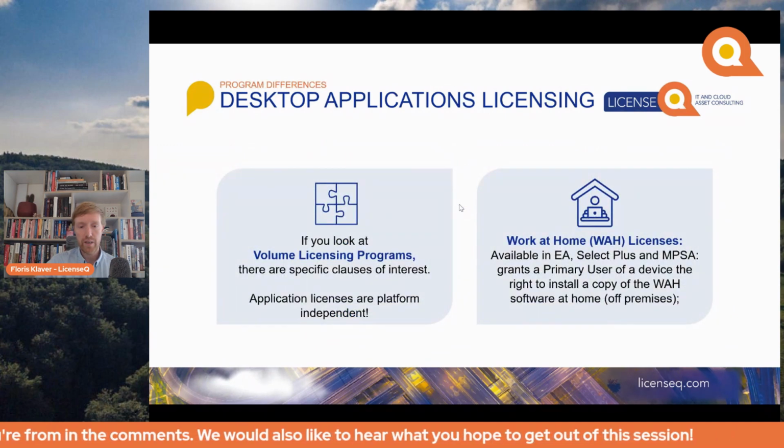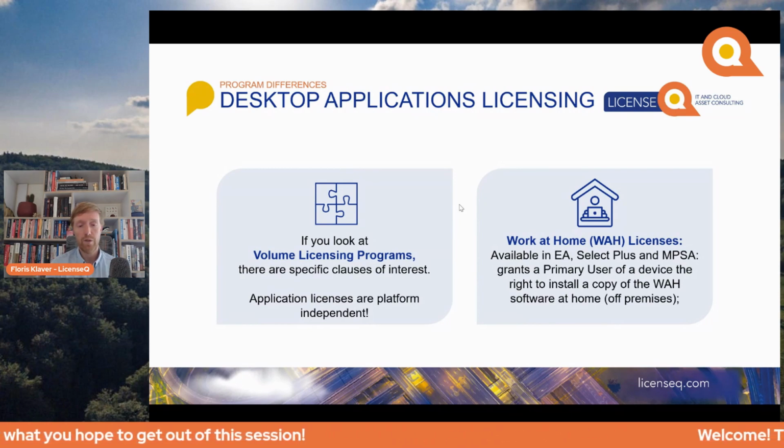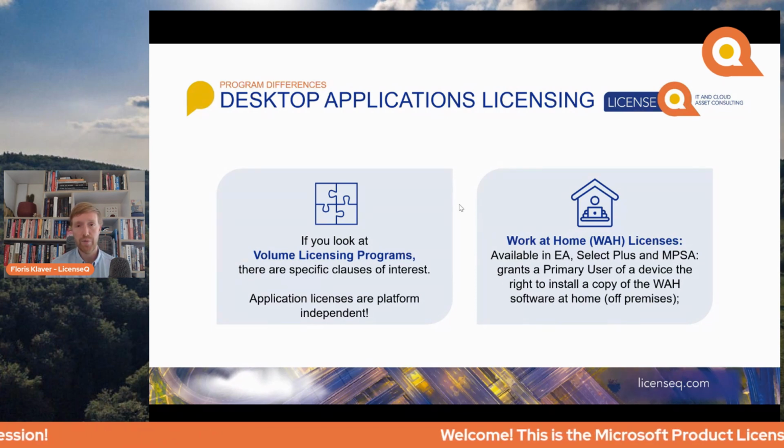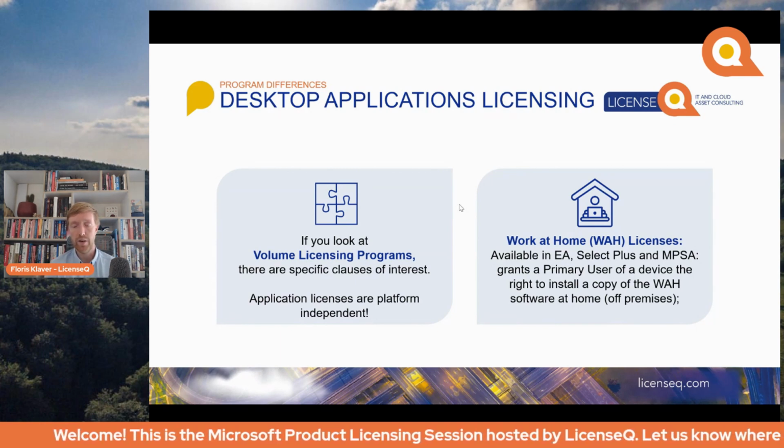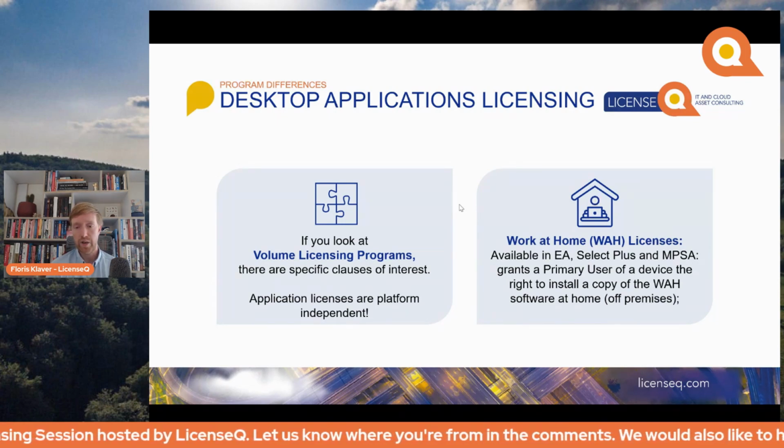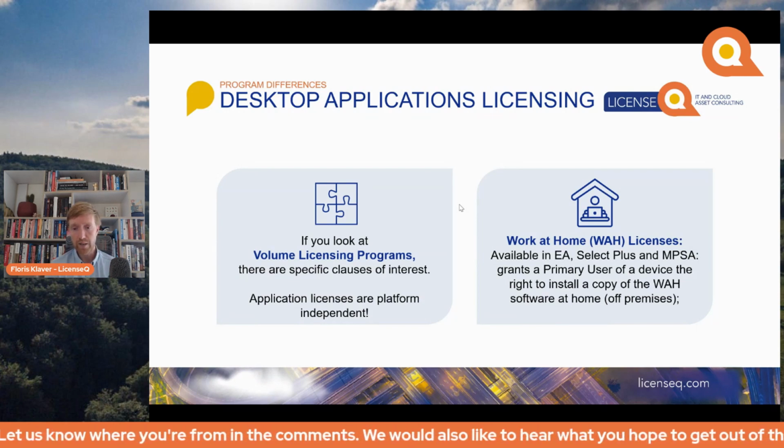If you look at volume licensing programs, there are specific clauses of interest. So one of the clauses that are of interest is that application licenses are platform independent. So if you buy a license for one platform, you are able to use it on a different platform as well. And work at home licenses are available in the EA, Select Plus, and MPSA. It grants a primary user the right to install a copy of the work at home software at home.